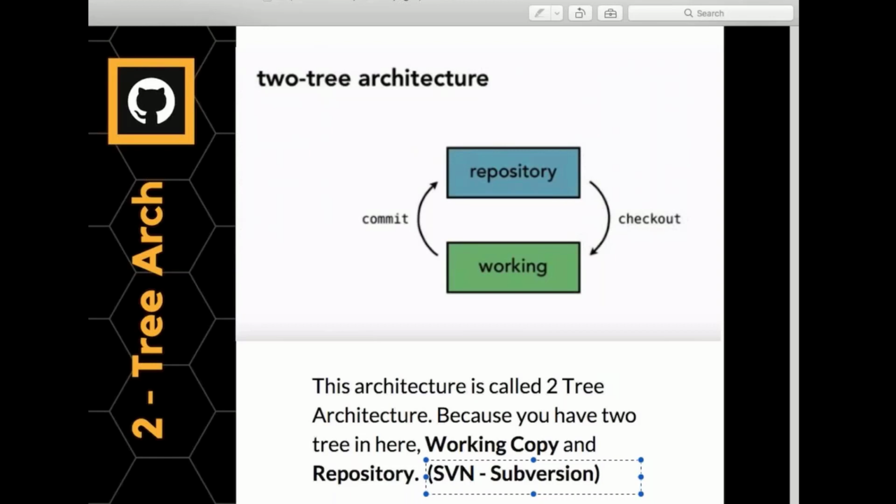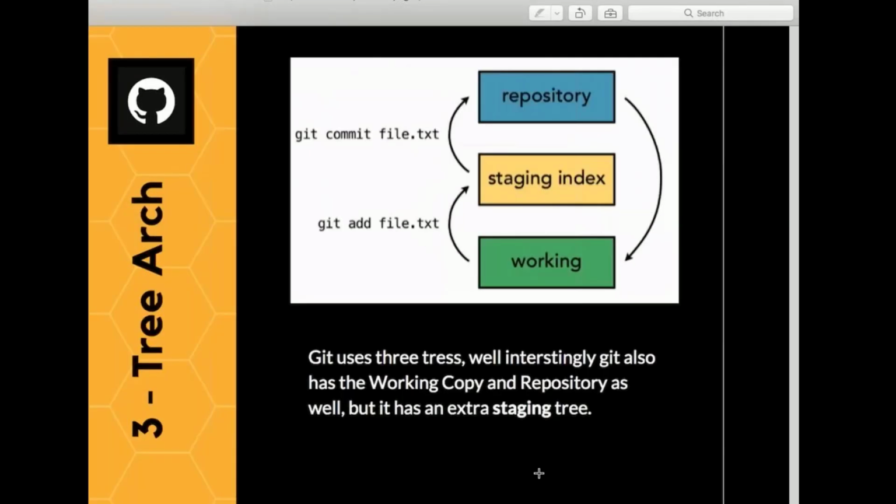But what is the disadvantage with this? Yes, single point of failure. There is a single point of failure with this model. If I go for the two tree architecture, I am always going to be dependent on my layers, I mean the network layer, the power layer, and that kind of thing. That is the problem with this approach.